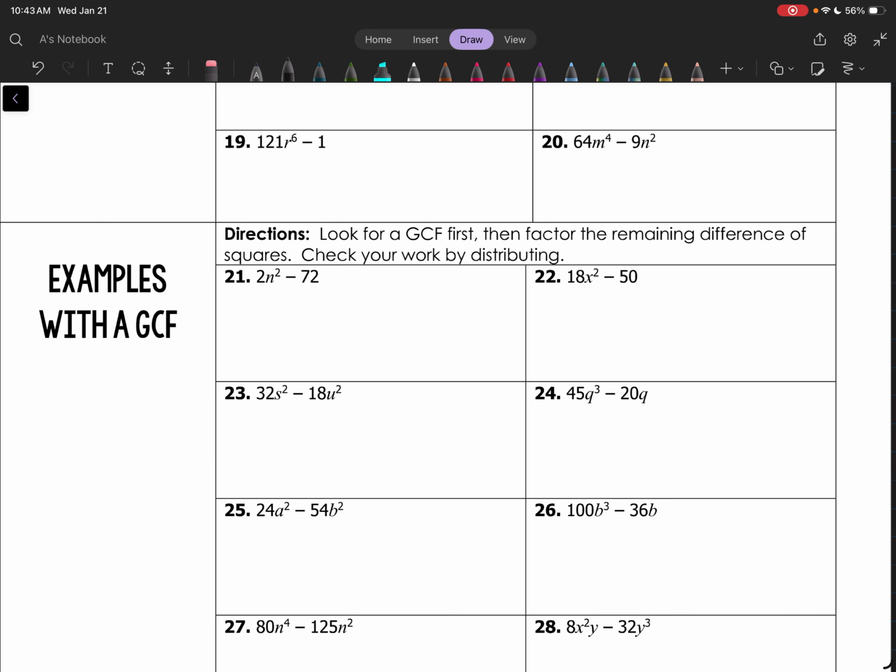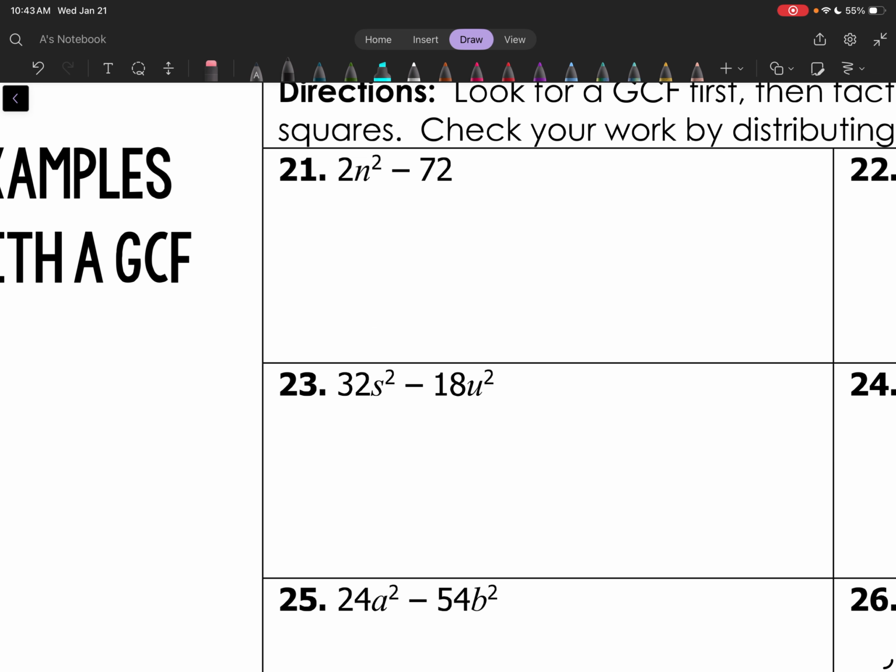You have to be able to understand this part in order to do factoring with a GCF. You see, anytime that we factor any problem, you need to look for a GCF first. So let's go to number 23. I have 32s squared minus 18u squared. Now you can use Desmos to find the GCF, or you can look at this and know that it's 2. I don't care which way you do it. But I'm going to pull out a GCF of 2. And I'm going to be left with 16, and the variables are different, so I can't pull out a variable. But I'll be left with 16s squared minus 9u squared.